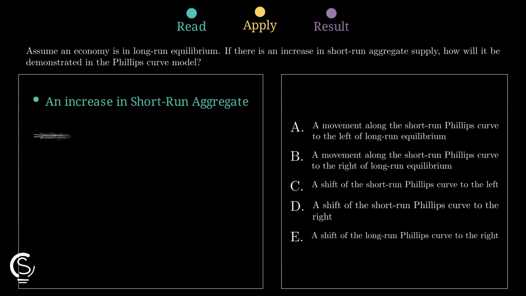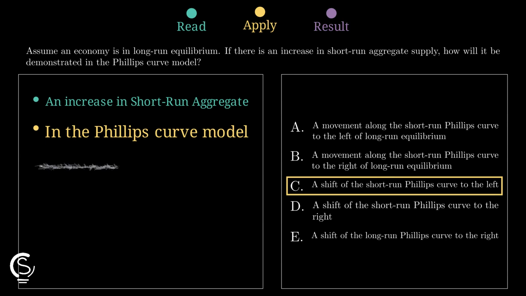So if inflation and unemployment both fall, the entire short-run Phillips curve shifts left, matching option C, not movement along it.